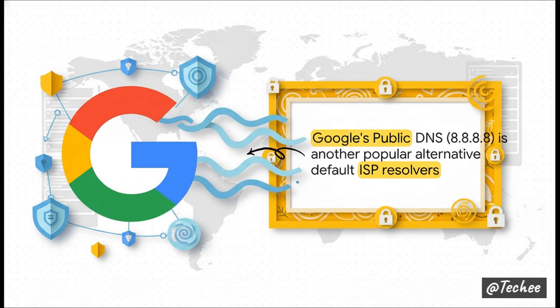Another major player is Google's public DNS, which you can find at 8.8.8.8. It's been around for a long time and is another really reliable option for anyone looking to switch away from their ISP's default. It also takes full advantage of encrypted DNS.